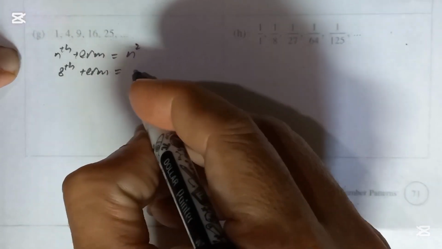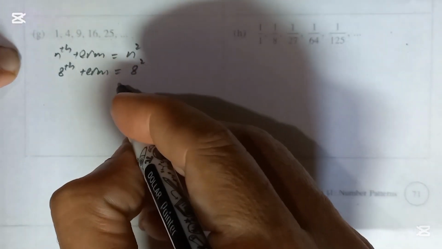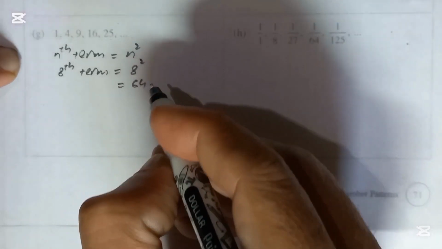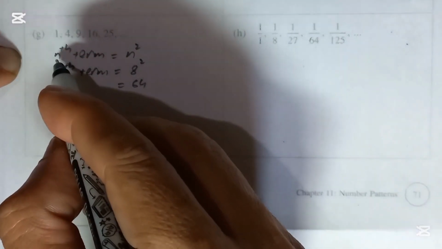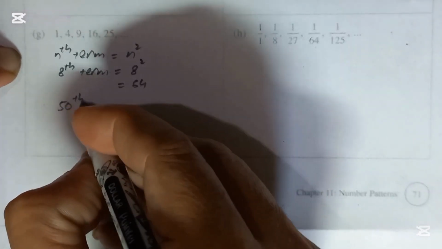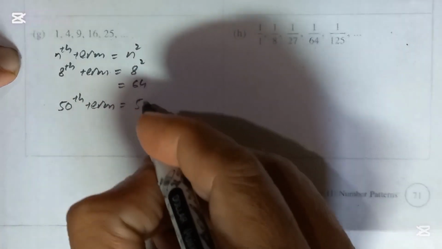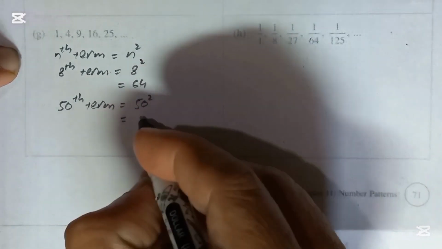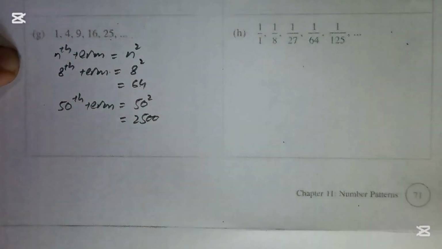So the 8th term can be found by putting 8 in place of n, so 64 will be the answer. The next requirement is to find the 50th term, so 50 will be put in place of n, so we will get 2500. So this is the answer.